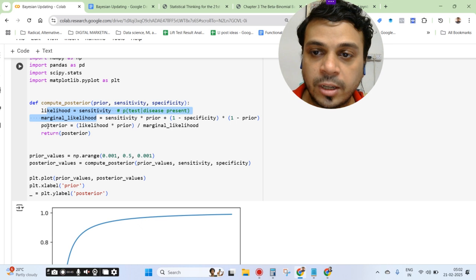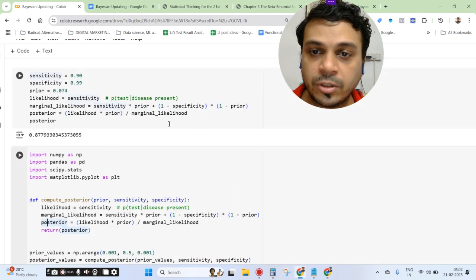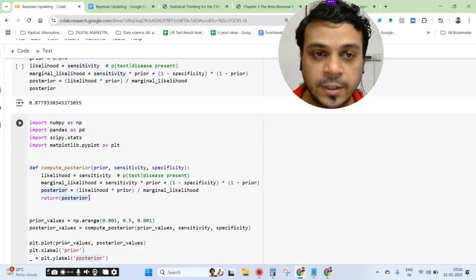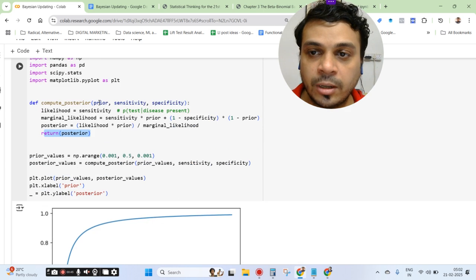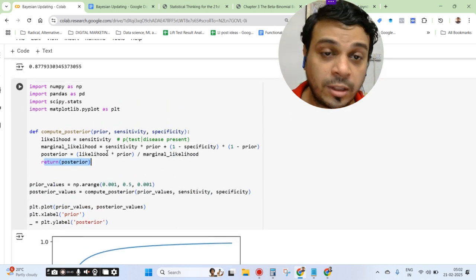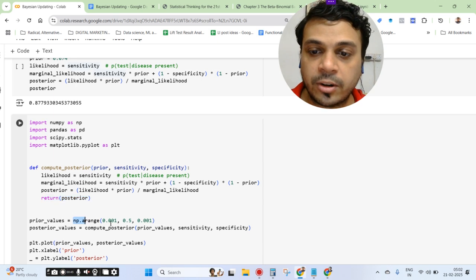Once again, likelihood is sensitivity. Marginal likelihood has the same definition. Posterior has again the same definition. Everything is the same. So why is it a function? It's returning the value of posterior. So it should give a point estimate? No. In this case, it has got a range of values.